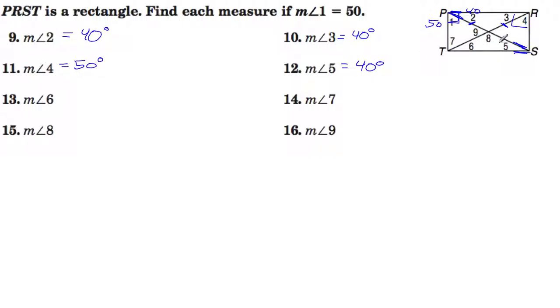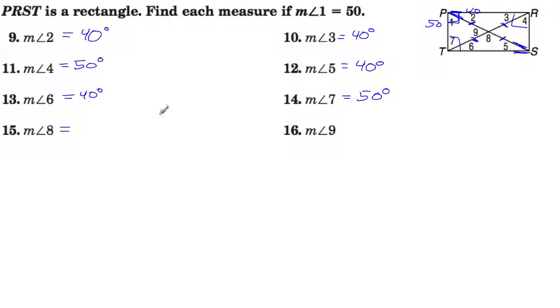Angle 6, again, this bottom triangle is an isosceles triangle. Since the two sides are the same, these two base angles are going to be the same. So angle 6 is going to be the same measure as angle 5. So that's going to be another 40-degree angle. And angle 7 is complementary to angle 6. So that's going to be 90 minus 40, which is 50 degrees.